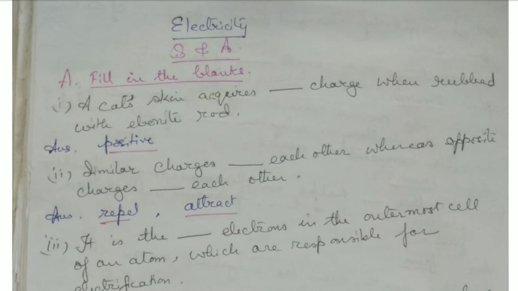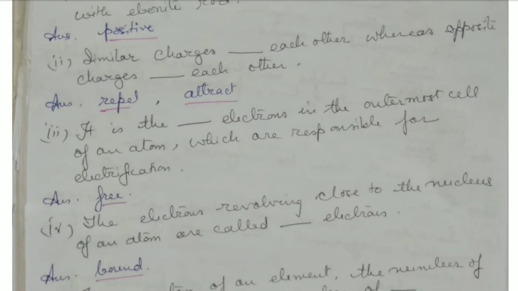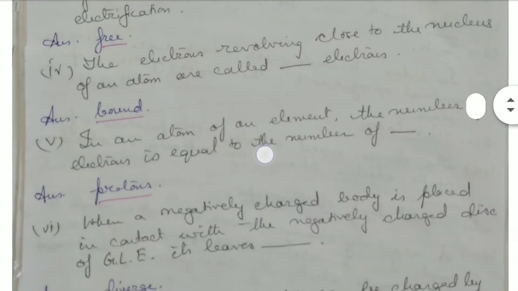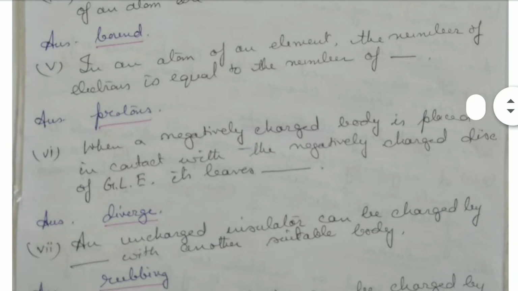First I'm starting with: a cat skin acquires positive charge when rubbed with an ebonite rod. Similar charges repel each other, whereas opposite charges attract each other. It is the free electrons in the outermost shell of an atom which are responsible for electrification. The electrons revolving close to the nucleus of an atom are called bound electrons. In an atom of an element, the number of electrons is equal to the number of protons.